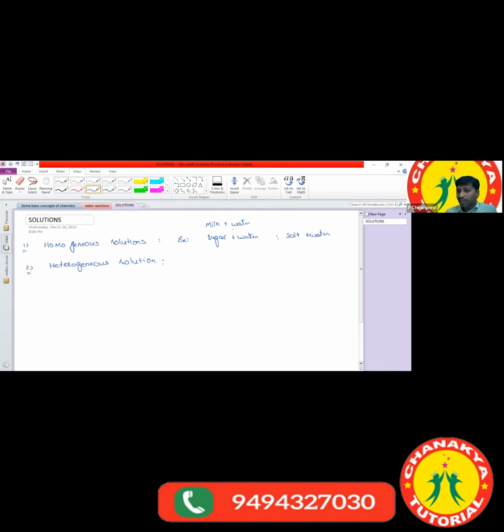So solutions contain a mixture of components. What are the components here? One is sugar, another one is water. When the sugar is dissolved in water, first of all, my question, ma, is sugar in a solid form, liquid form, or gaseous form? Solid form. Very good, ma. Sugar is the solid. And water is?